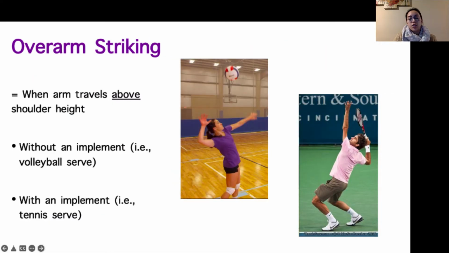For overarm striking, this is when the arm is traveling above shoulder height. So sidearm striking is at or below shoulder height, overarm is above. Similar to sidearm striking, overarm striking can be done with or without an implement. So an example without an implement might be a volleyball serve. An example with an implement could be a tennis serve, which is generally what our examples are in this chapter.